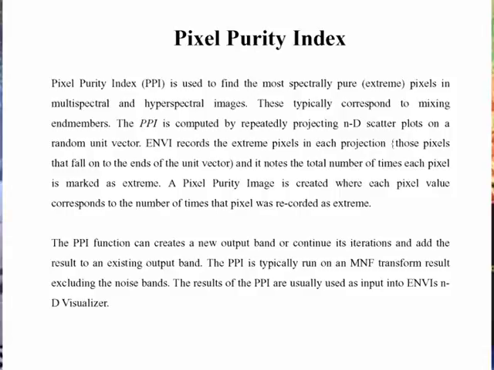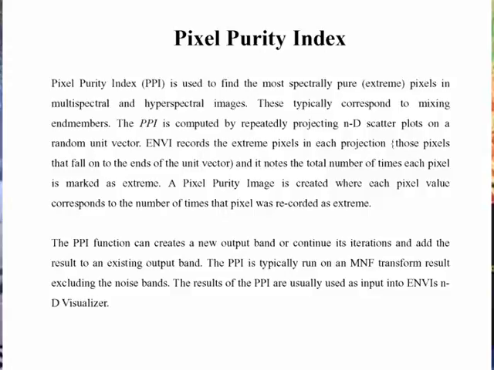The PPI is computed by repeatedly projecting n-dimensional scatter plots on a random unit vector, and ENVI records the extreme pixels in each projection, those pixels that fall onto the ends of the unit vector, and it notes the total number of times each pixel is marked as extreme.